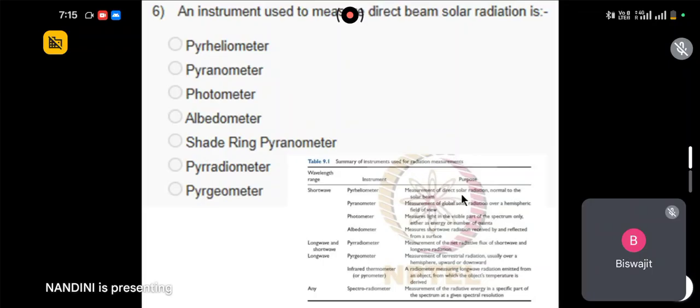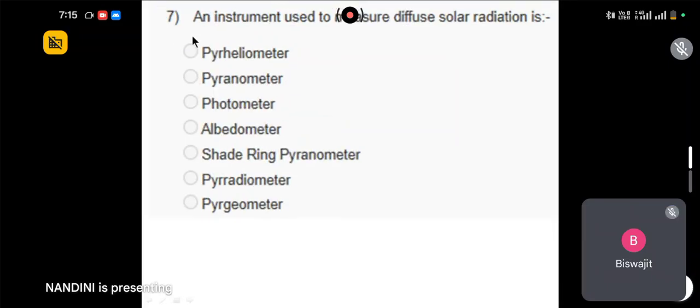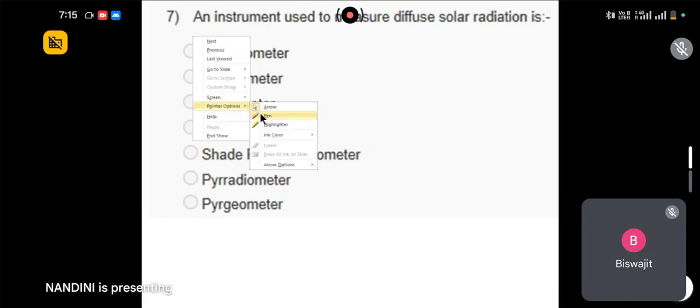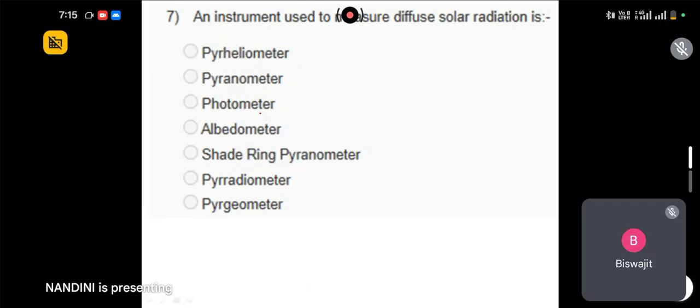So the question is which instrument is used to measure direct beam solar radiation? Direct solar radiation is measured using the pyrheliometer. And an instrument used to measure diffuse solar radiation is the shade ring pyranometer.